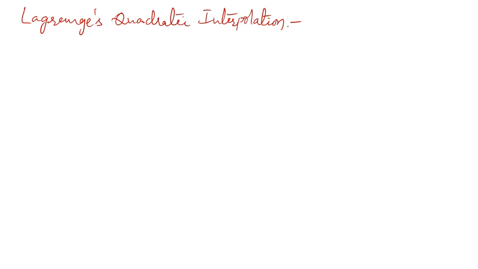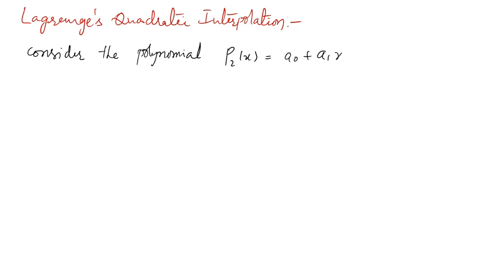So, consider the polynomial P2(x). P2 stands for quadratic. What is the quadratic expression in general? A0 plus A1x plus A2x square. Quadratic expression where we have to find the arbitrary constants A0, A1 and A2.